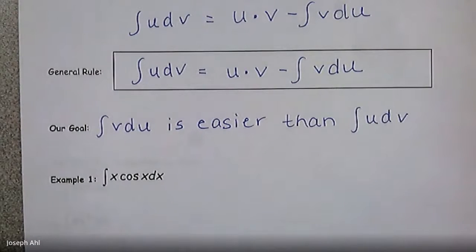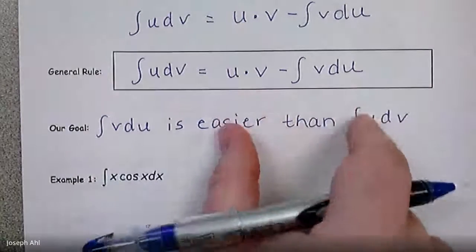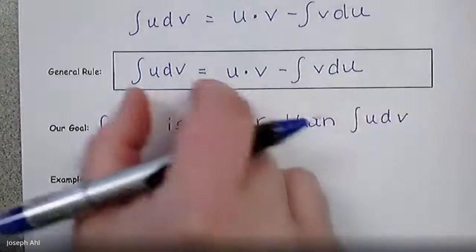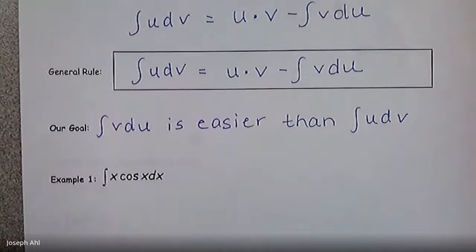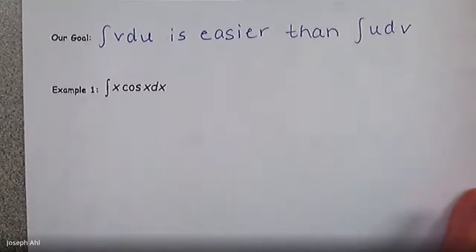Okay? Because if not, we may have to switch what we call u and what we call dv. All right, but in theory, in order to evaluate this and figure out what the integral of that product is, we want v du to be easier than the reverse, u dv. If not, we'll do a switch. All right, so let me show you what that looks like for the first example.